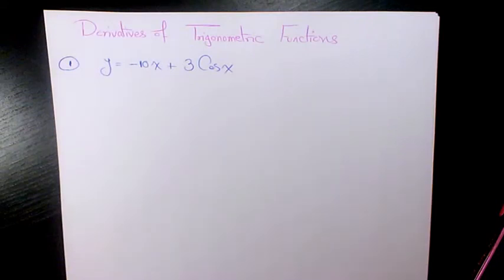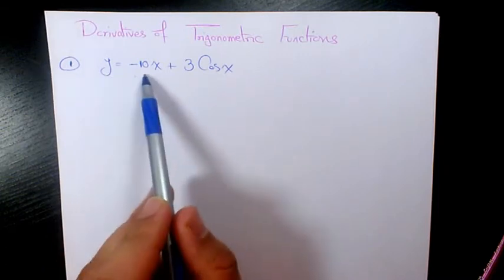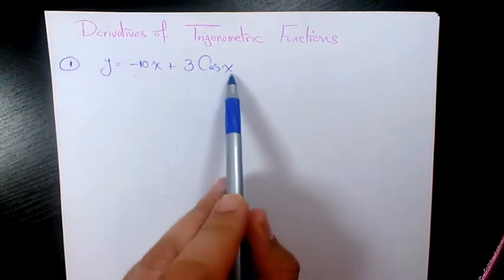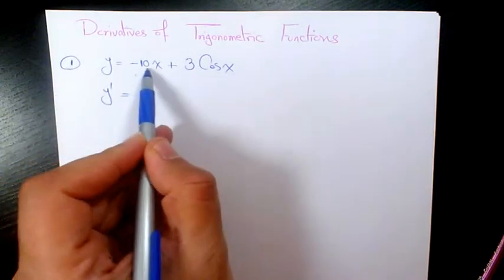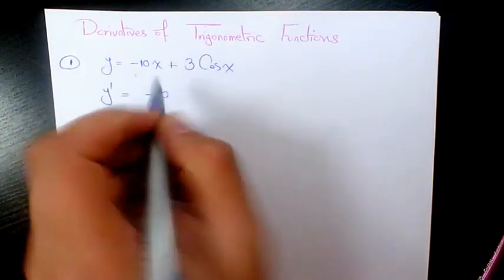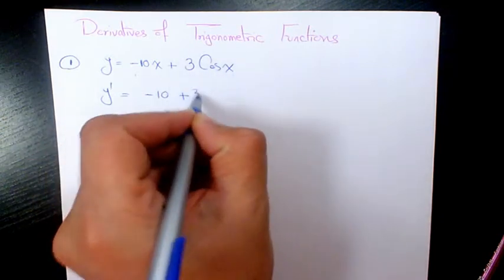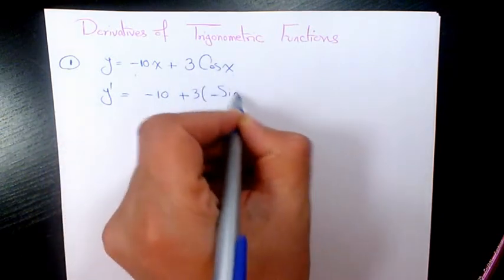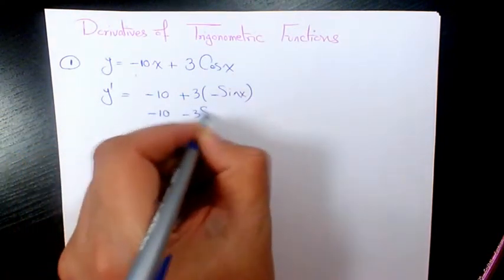Welcome to another video. In this video I want to talk about derivatives of trigonometric functions. First function is y equals negative 10x plus 3 cosine x. The derivative is going to be, the derivative of negative 10x is negative 10. And the derivative of 3 cosine x is going to be 3 times negative sine x. So it's going to be negative 10 minus 3 sine x.